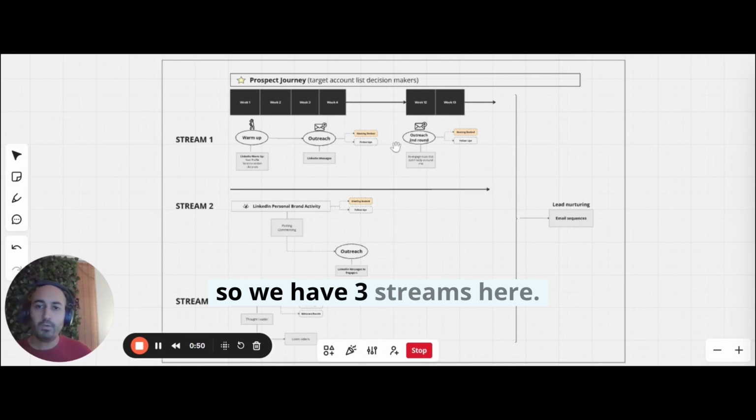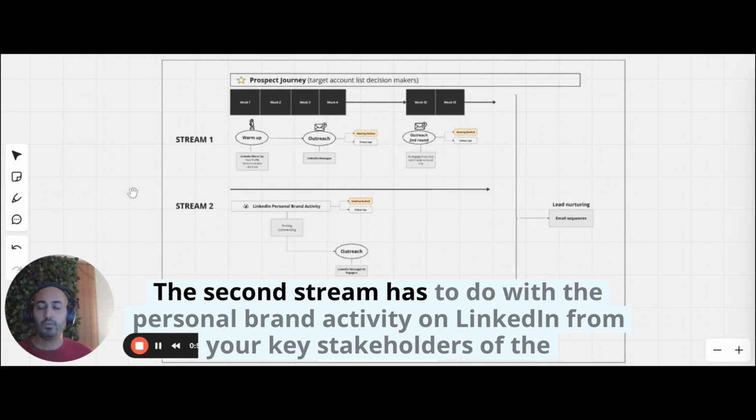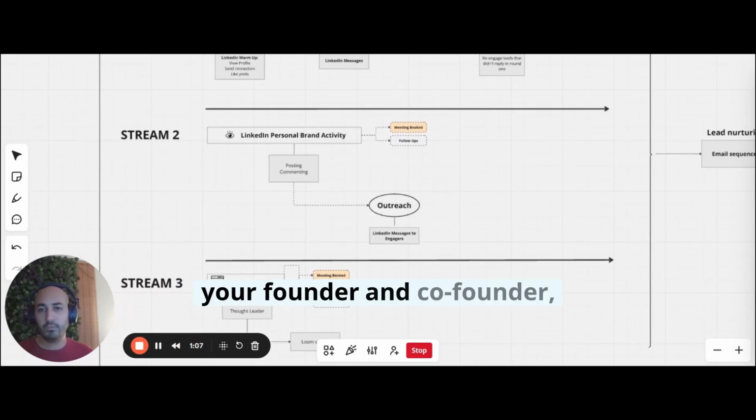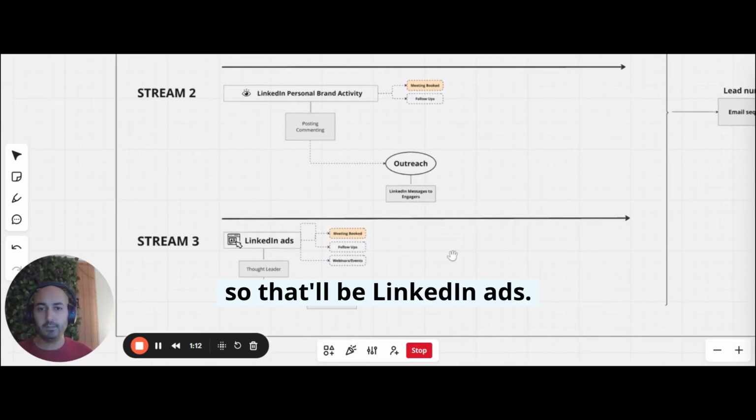Okay, so we have three streams here. The first stream is related to your outbound sequence. The second stream has to do with the personal brand activity on LinkedIn from your key stakeholders of the company, for example, your sales team, your founder, co-founder. And the third stream is advertising, so that would be LinkedIn ads.